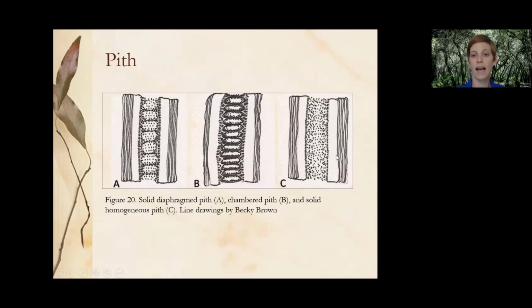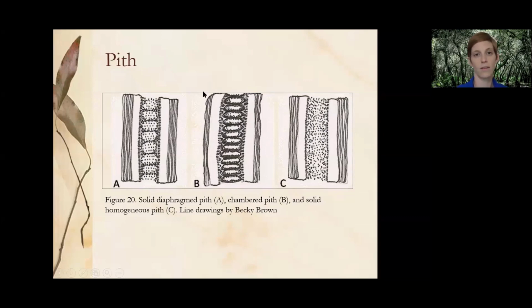So most trees have a solid pith where you just cut in and it just looks like it's a darker color, but it's solid. There's two different kinds of chambered piths. So there's chambered pith, the one in the middle here, it's basically little hollowed sections. It looks really cool if you ever get a chance to see it. On the left is a diaphragmed pith. So you can see sections. It's basically like the solid one, but there are those sections within it.